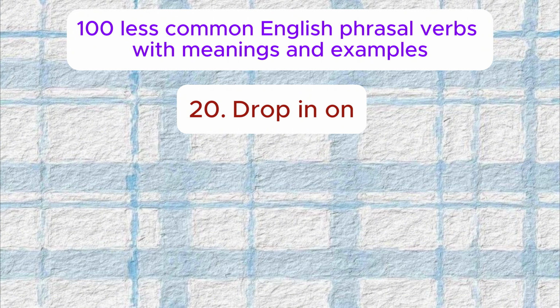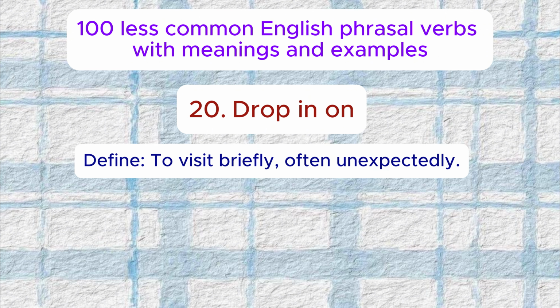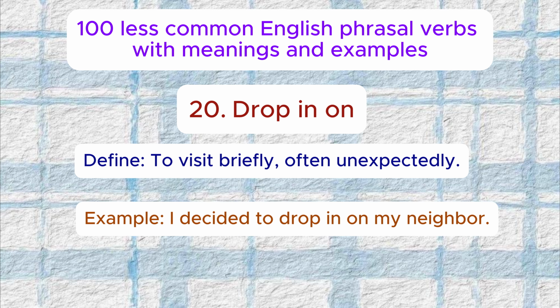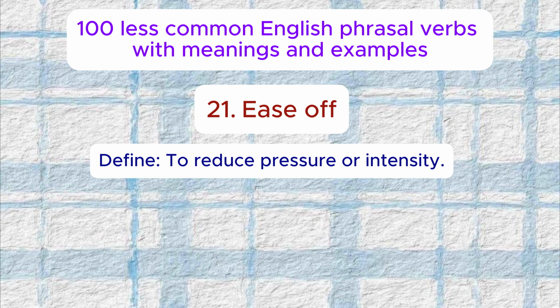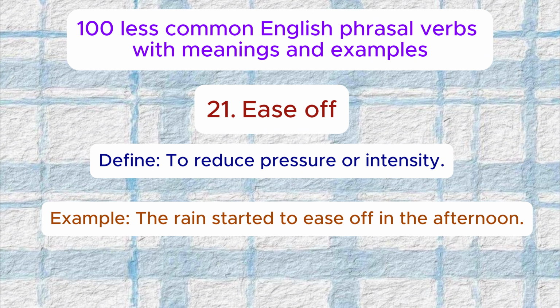20. Drop in on. Define, to visit briefly, often unexpectedly. Example, I decided to drop in on my neighbor. 21. Ease off. Define, to reduce pressure or intensity. Example, the rain started to ease off in the afternoon.